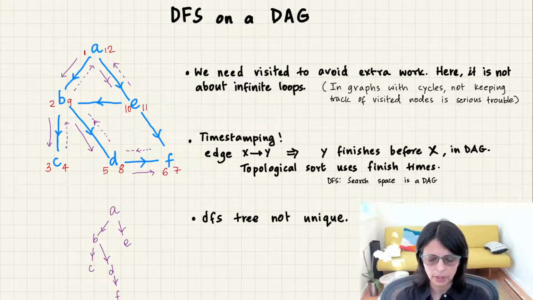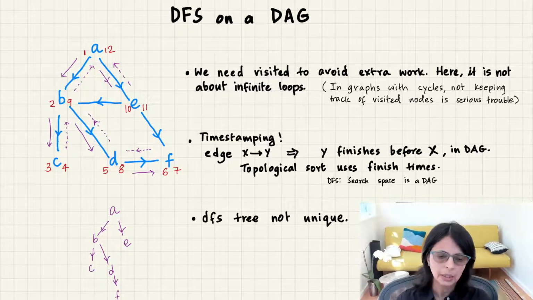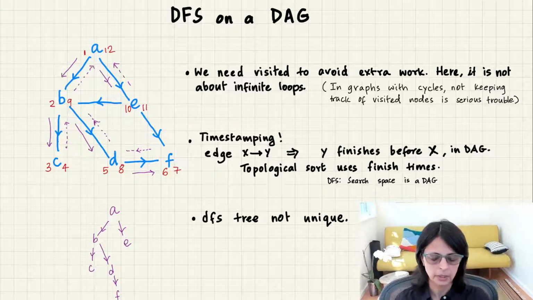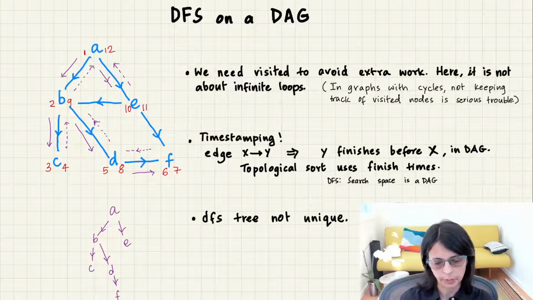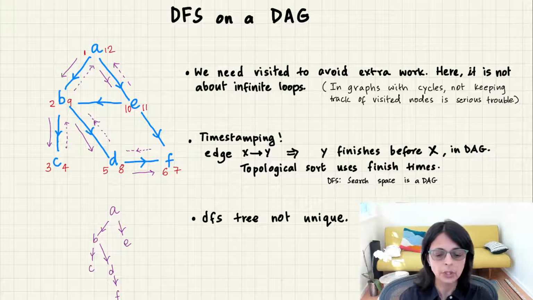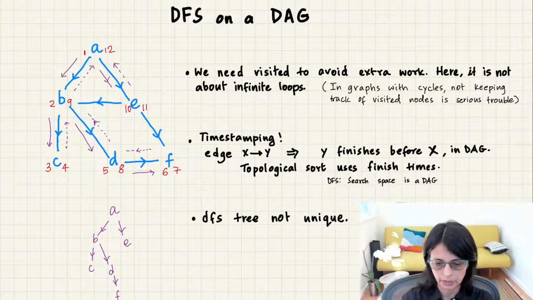And nothing too tricky, but the DFS tree is obviously not unique. It's going to be completely different based on where you start your DFS. Here we started it on A, and this is the DFS tree we got in purple below, but you can try starting DFS on some other nodes here, and you'll see that you'll get a different tree.